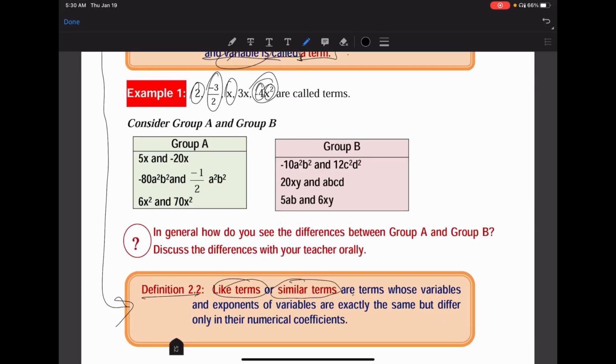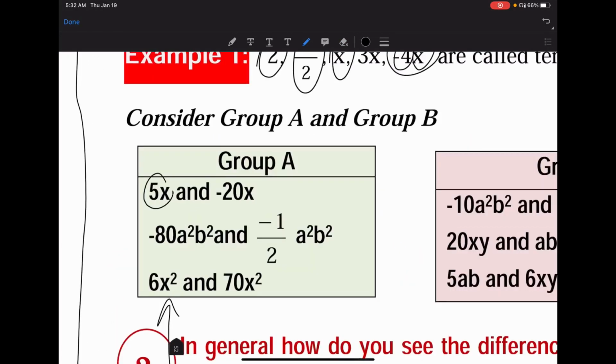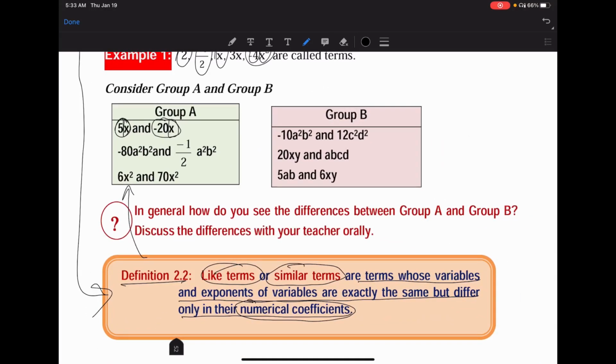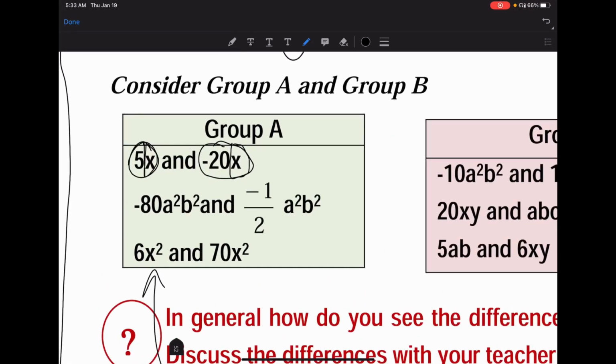Now, how do we define like terms or similar terms? Definition 2.2: like terms or similar terms are terms whose variables and exponents of variables are exactly the same but differ only in their numerical coefficients. Like terms differ only in their numerical coefficients, and nothing else. Example: 5x and negative 20x. They are like terms because their variables and the exponents of the variables are exactly the same: the variable is x in both. They only differ in their numerical coefficient: 5 for the first and negative 20 for the second.